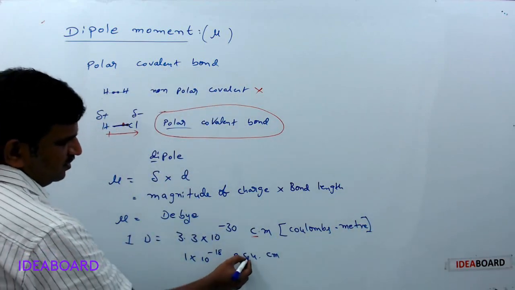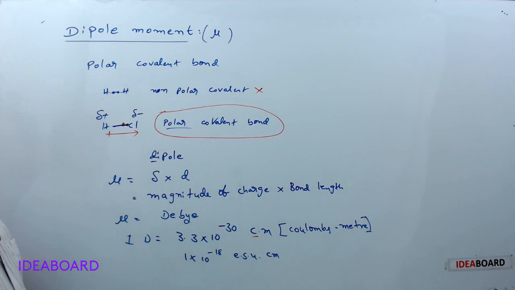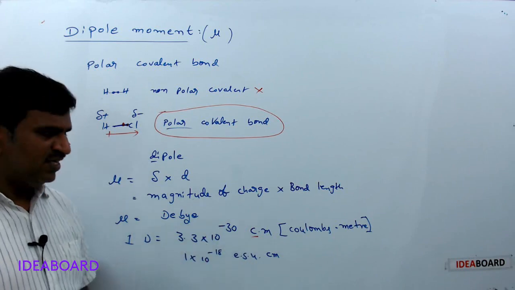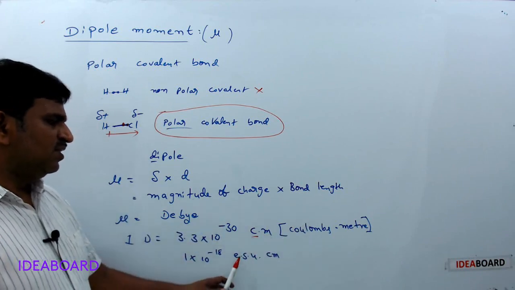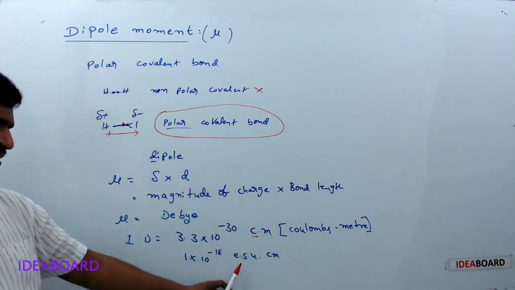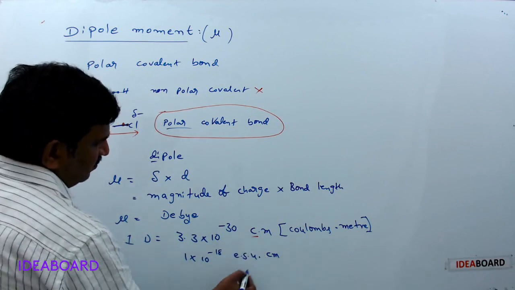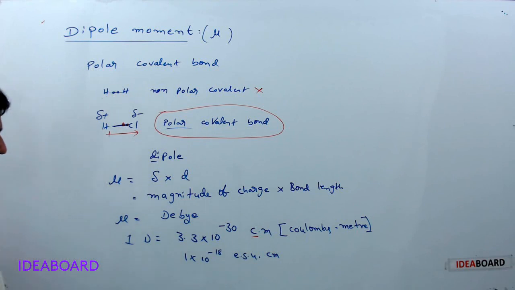Here ESU means electrostatic units. To measure the charge, we can calculate in electrostatic units or in coulombs. In the SI system it is coulombs. In the CGS system it is ESU, and this is centimeters. ESU into centimeters is for the dipole moment.